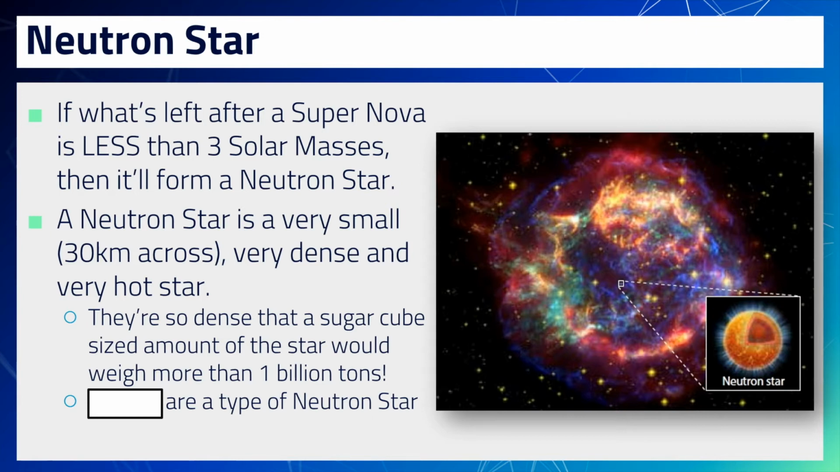To give you an idea of how dense they are, if you had a sugar cube sized amount of a neutron star, so it's like 1 centimeter cubed, it would weigh more than 1 billion tons. So a sugar cube sized amount of a neutron star would weigh more than 1 billion tons. So just let that sink in for a moment. That's just how incredibly heavy and how dense that is. If you hear the word pulsar, a pulsar is just a type of neutron star. So it's not a completely different thing, it's just a category of neutron star.